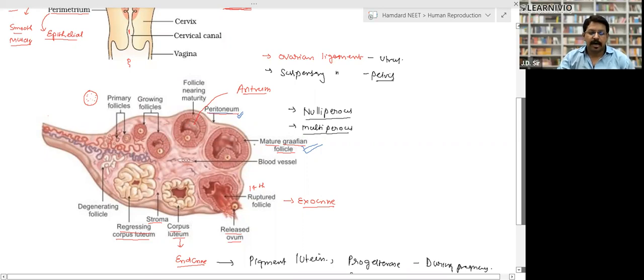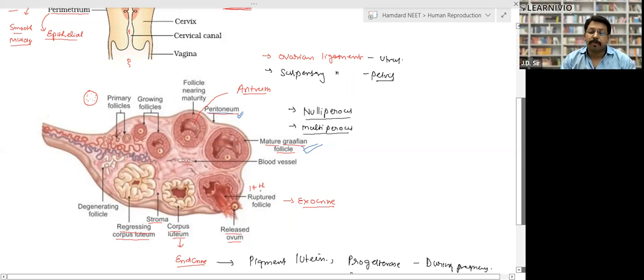And this is the egg. When these further enlarge, they become the mature Graafian follicle. At the 14th day, when the follicle becomes mature, we call it the Graafian follicle. So first primary follicles are produced, then growing follicles, then mature follicles. The Graafian follicle is the fully mature follicle.